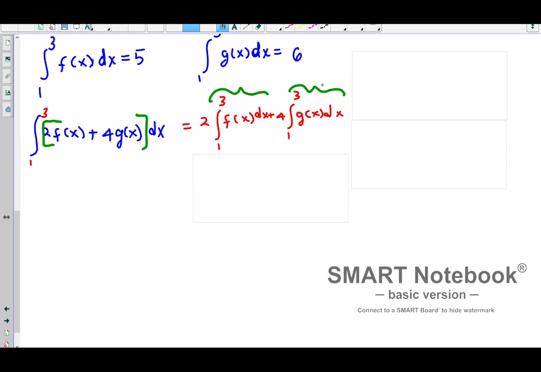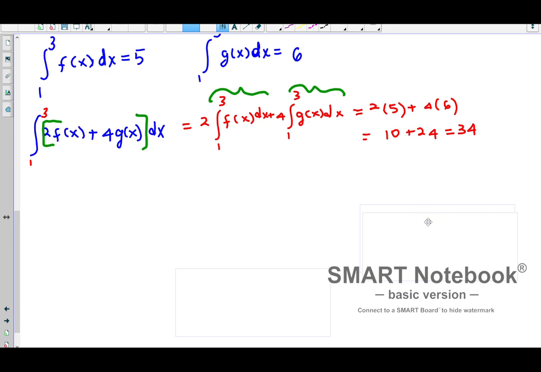Don't forget to multiply those values by the numbers preceding them. So you're going to have 2 times this integral, which was 5, so 2 times 5, plus 4 times this integral, which is 6, so plus 4 times 6. So we have 10 plus 24, or 34, for the final answer. These questions are relatively easy if you're familiar with the properties of integrals.